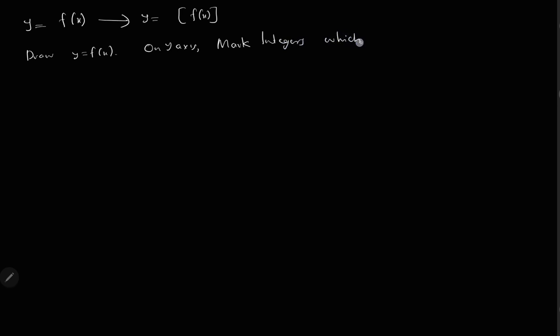So first transformation, y equal to f of x transforms to y equal to step of f of x. So what to do? Draw y equal to f of x, obtain its range, then in the range of the function on y-axis mark integers which are in the range of f of x.